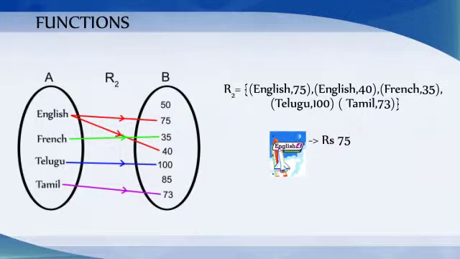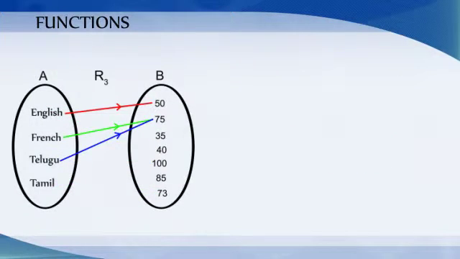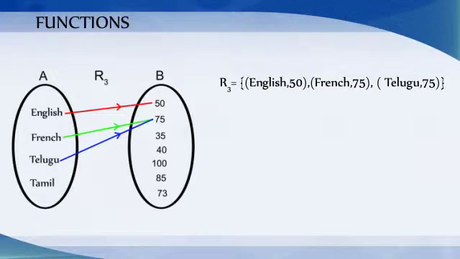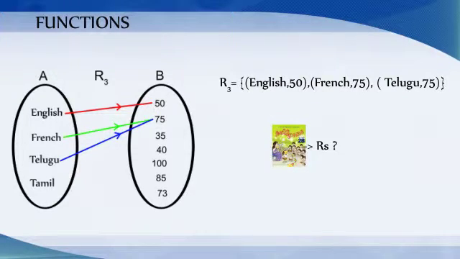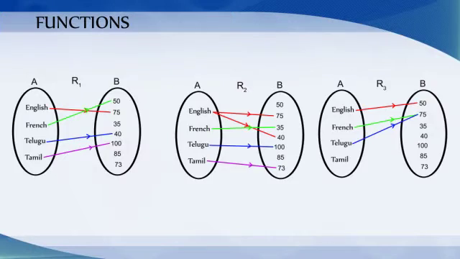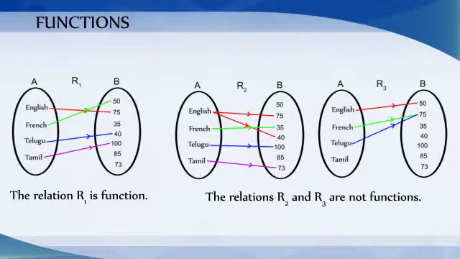Again, the cost of the English book is 40 rupees, which is impossible, as the same book cannot take two values. Similarly, when you observe the relation R3, we can see there is no value, that is cost, assigned for the Tamil book. No book will be there without cost. In the above three examples we have discussed, we say the relation R1 is a function, but the relations R2 and R3 are not functions.